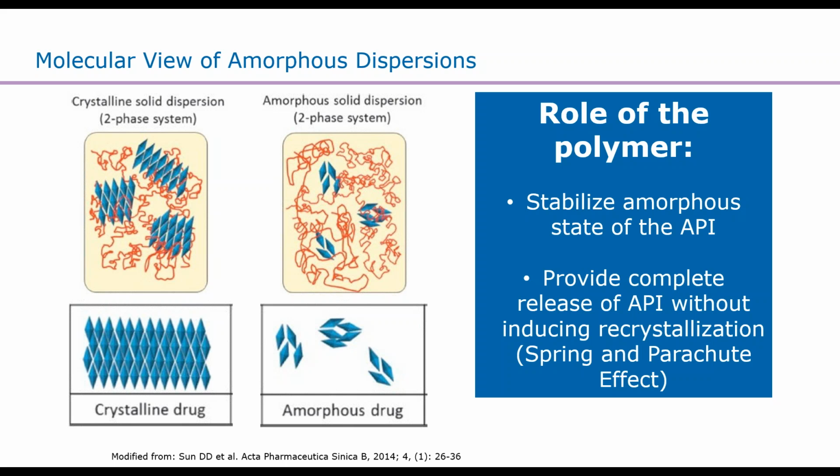The polymer stabilizes the amorphous API by physically separating the molecules, and this allows for complete release of the drug without inducing recrystallization. Hot melt extrusion and spray drying are the two main methods of generating an amorphous dispersion, and today we'll focus on spray drying.